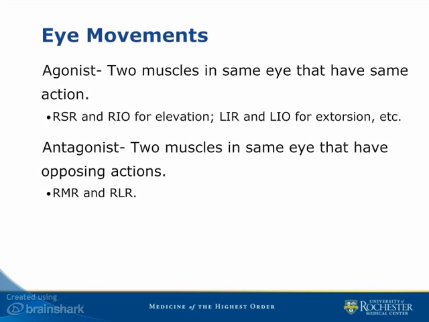Terminology here for eye movements. Agonists are 2 muscles in the same eye that have the same action. You can think of these a couple different ways. So right superior rectus and right inferior oblique are both elevators of the eye, so they're agonists for elevation. The left inferior rectus and left inferior oblique are both agonists for extorsion. You can come up with a couple other pairs here. Antagonists are 2 muscles in the same eye that have opposing actions. So right medial rectus and right lateral rectus are antagonists because the right lateral rectus abducts, the right medial rectus adducts. So again, agonists and antagonists are 2 muscles in the same eye.